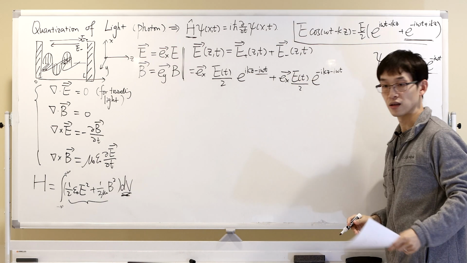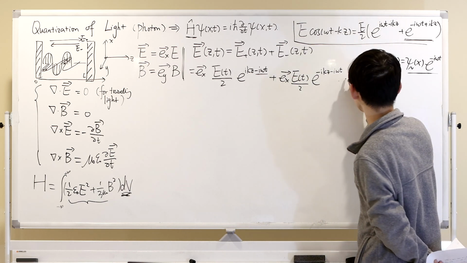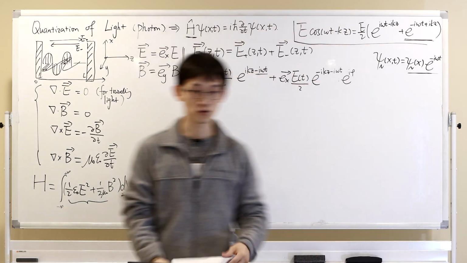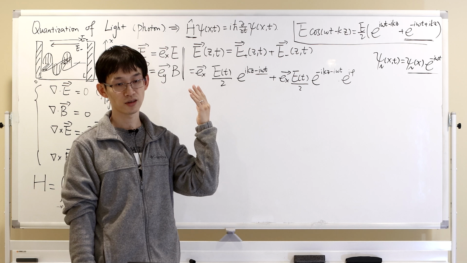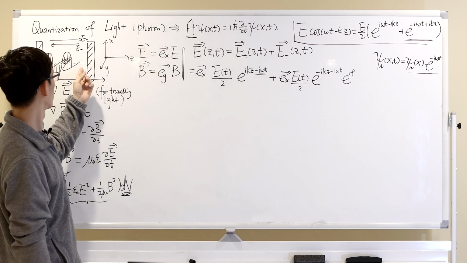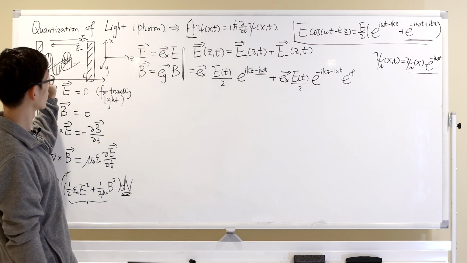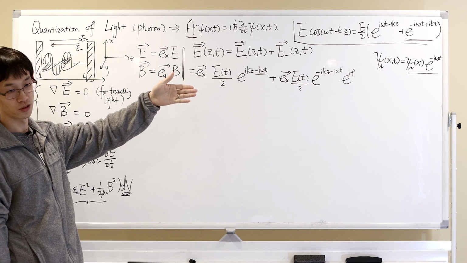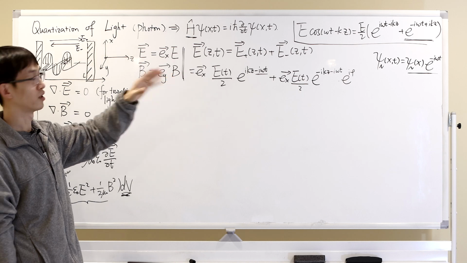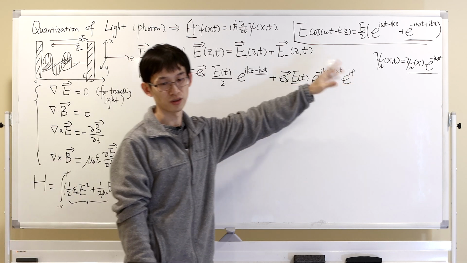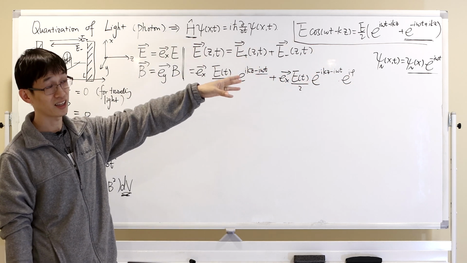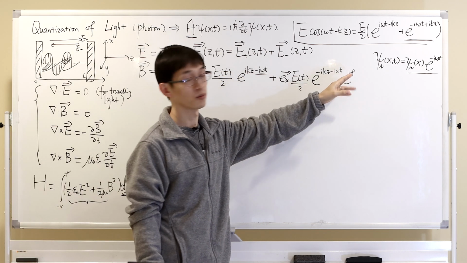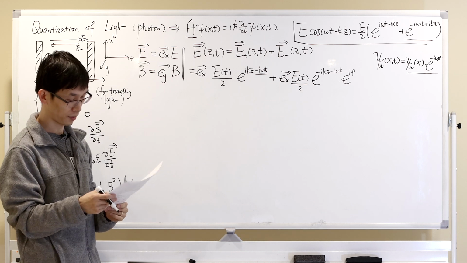Okay, and one more thing is that you need to add a phase here, because when you reflect, it's likely that the reflection of the light has a relative phase compared with the forward going light. And later we'll show that this is actually arbitrary. This can be taken as an arbitrary phase just to make our math a little bit simpler.